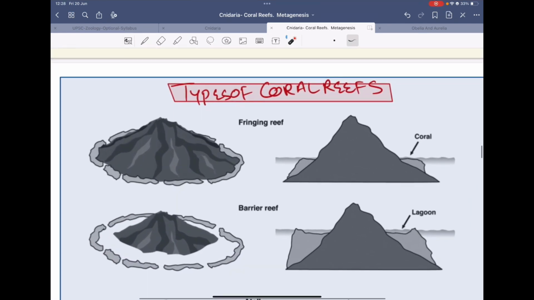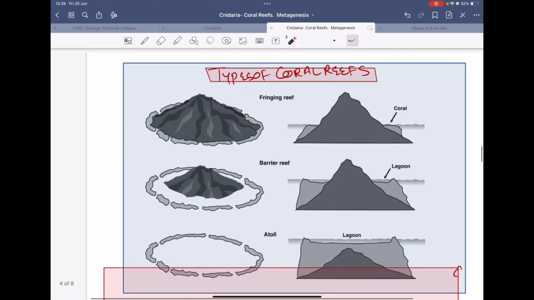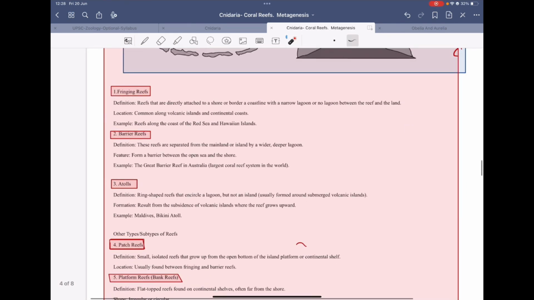Okay, so if you observe, for example, this is the volcanic island. Then you will observe that there are small fringing reefs around it, closer to the shore of this volcanic island or a small island. So this is the fringing reef. It's found in Hawaii, it's found in the Red Sea. The next one is the barrier reef. Barrier reefs are separated from the mainland or island by a wider or deeper lagoon. An example is the Great Barrier Reef in Australia.